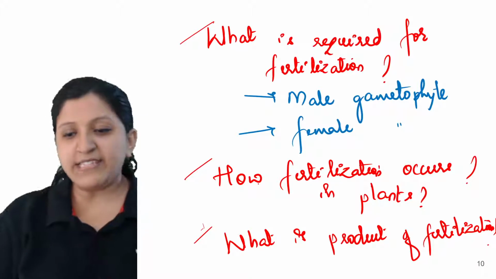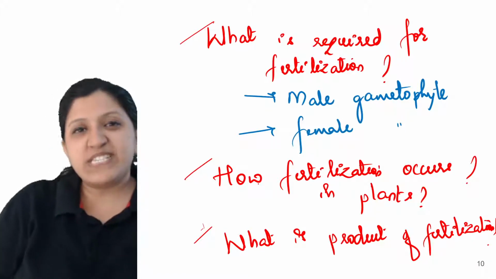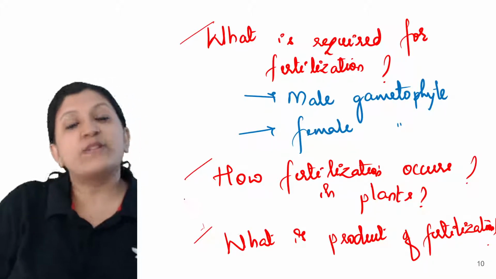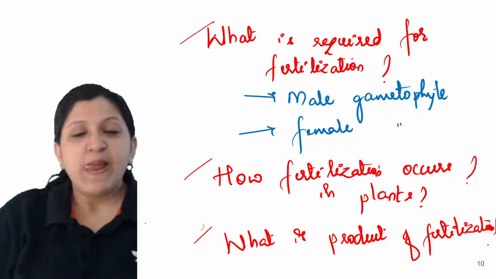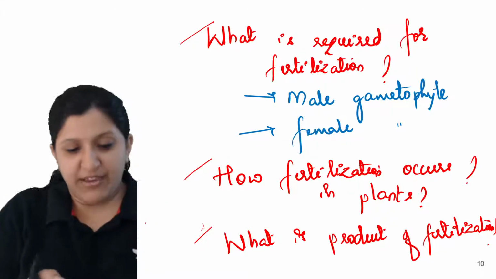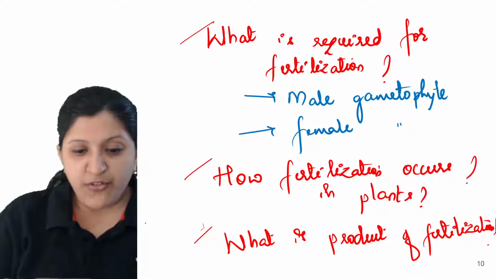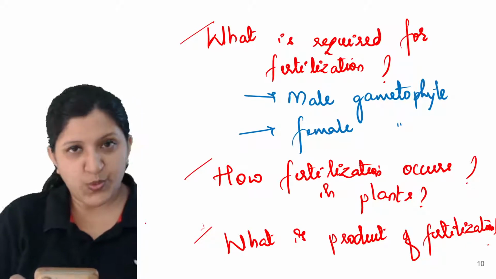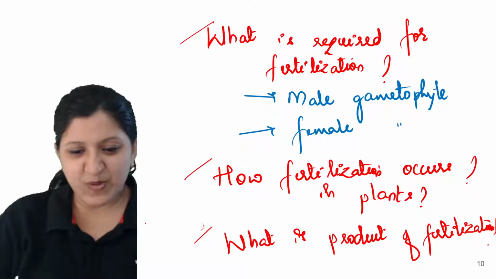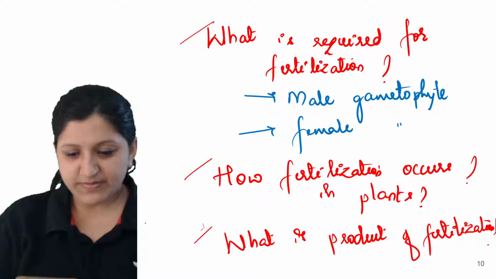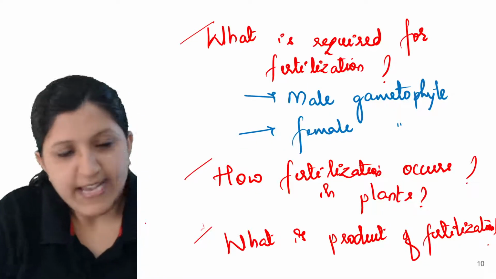Anybody, what is fertilization? Does anybody have any idea? What is required when I mention the male gametophyte I have written here? What is that? Female gametophyte is written. What is that? Any idea about this? All right, let's see this.